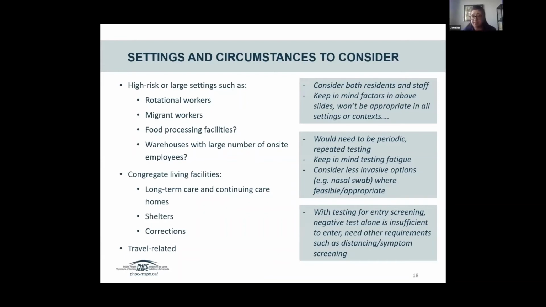I think some things to keep in mind are considering both residents and staff in the facilities, considering programs that are periodic repeat testing while keeping in mind testing fatigue, and using less invasive options where we know they're appropriate or that they work with what type of testing we're doing. And then always keeping in mind that the negative test alone is insufficient. We need the other requirements around distancing, symptom screening, other pieces.